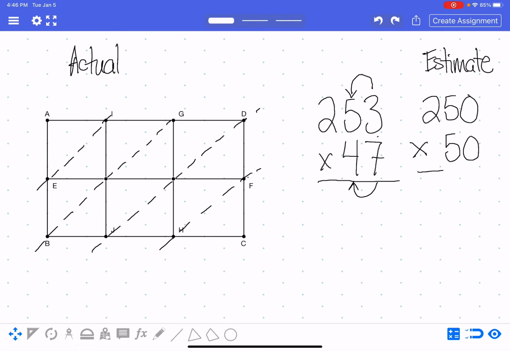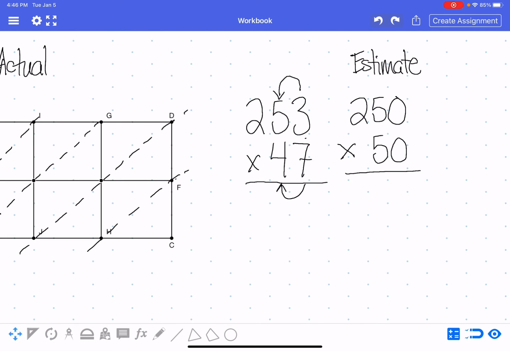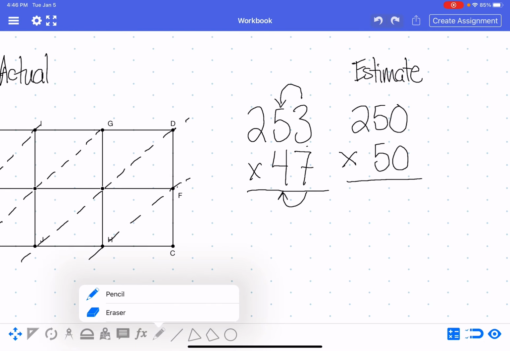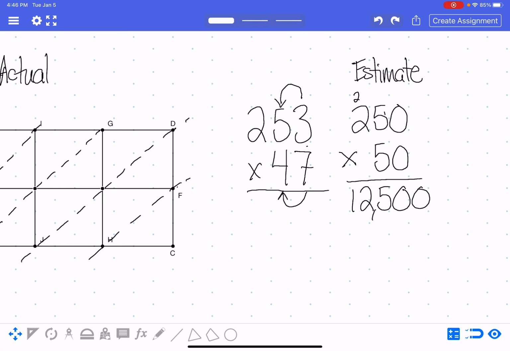Okay. Now, multiplication with lots of zeros is not very difficult. So I can go here, and I could say 5 times 5 is 25, right? And then 5 times 2 is 10. And then there's 2 zeros, so we add them on. So the estimate would be 12,500, okay?